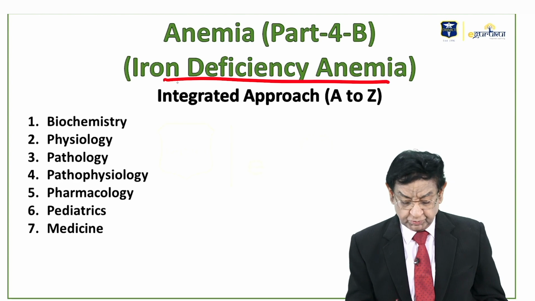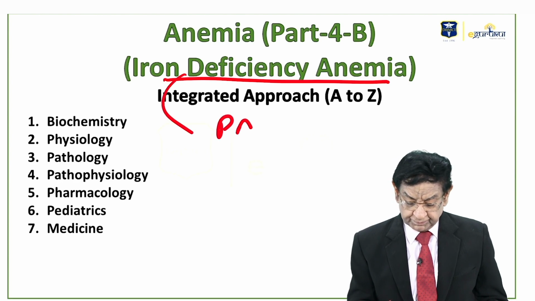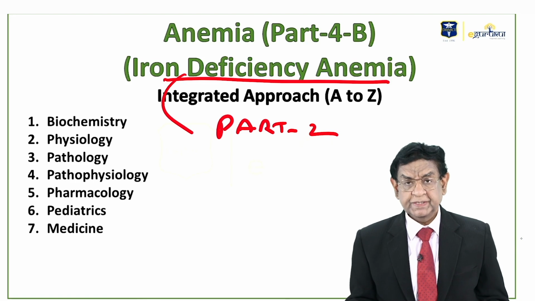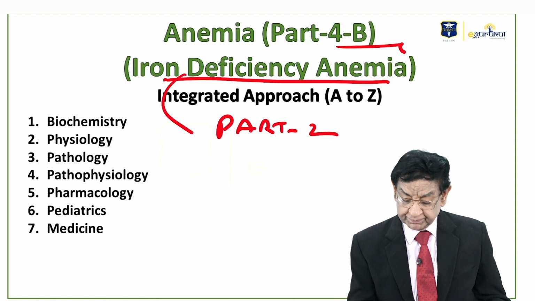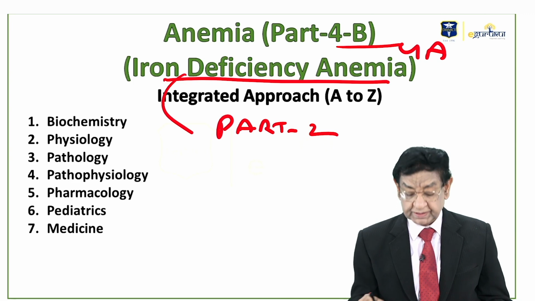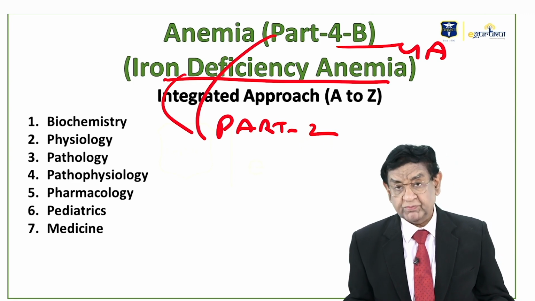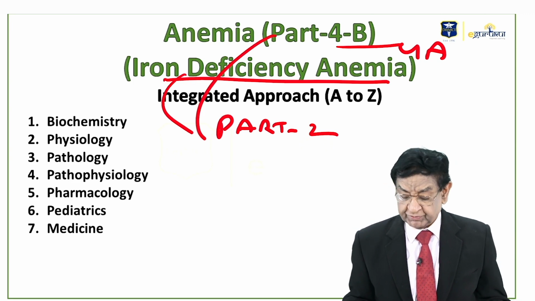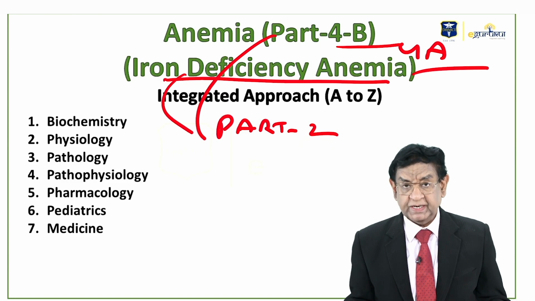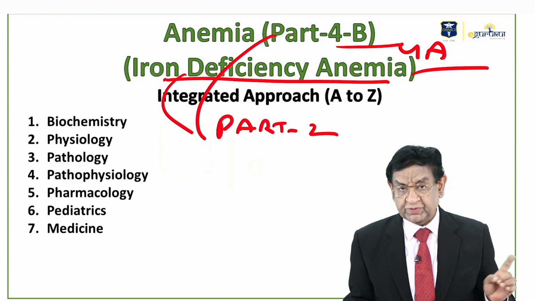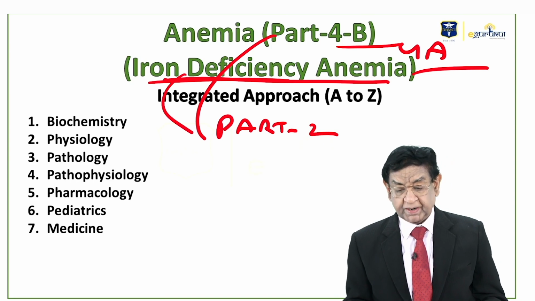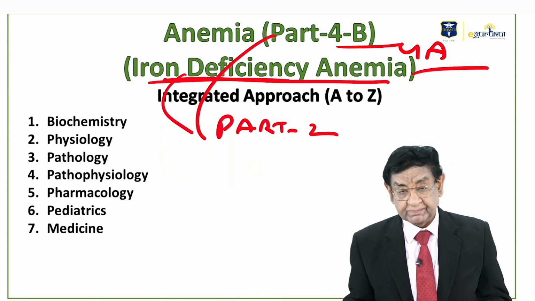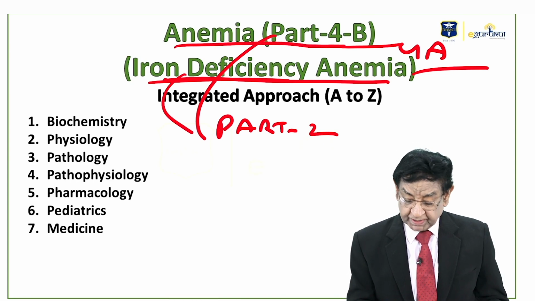This is part 2 of iron deficiency anemia. Part 1 I have covered in anemia part 4A. Today is part 4B, and I'm sure you have seen 4A. If not, I strongly suggest you first see that anemia IDA part 1, which is in anemia part 4A.